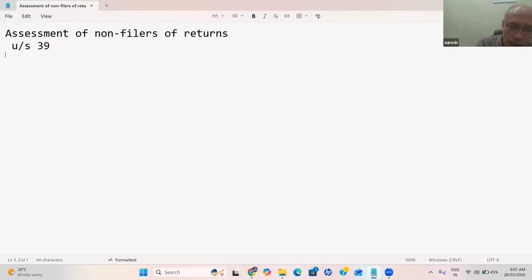Other is under section 44. So 44, as we all know, is an annual return. After that, one more return is there, that is under section 45, and this is the final return.